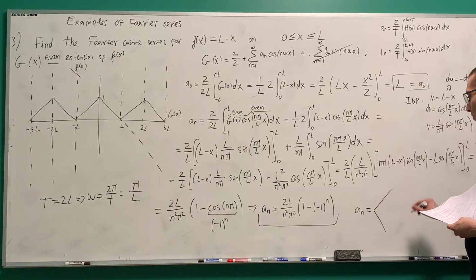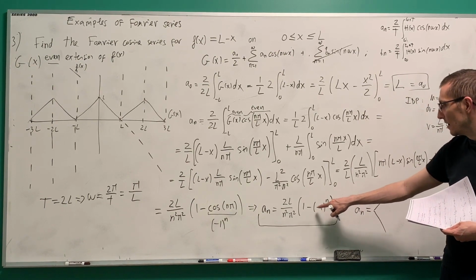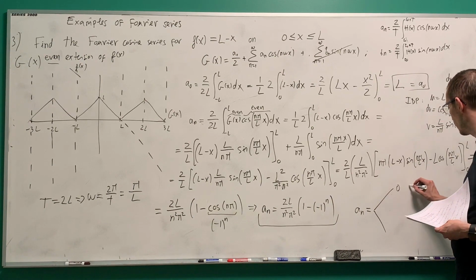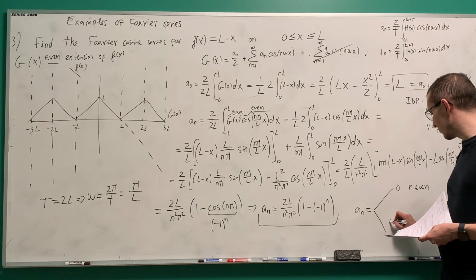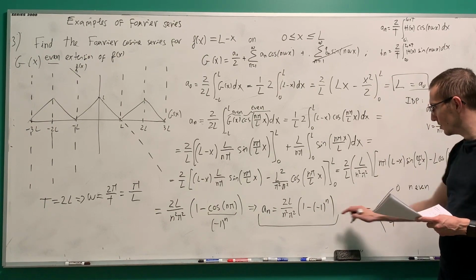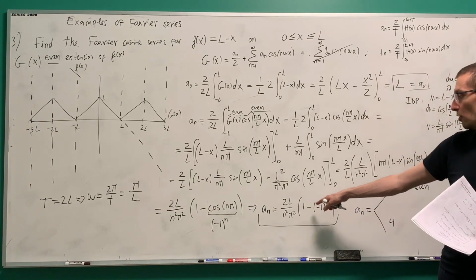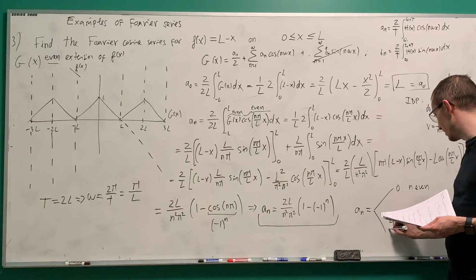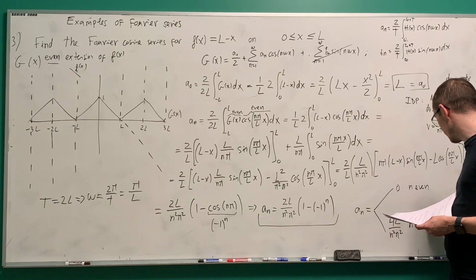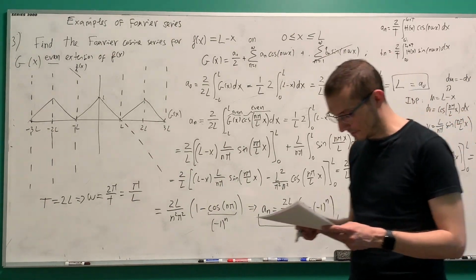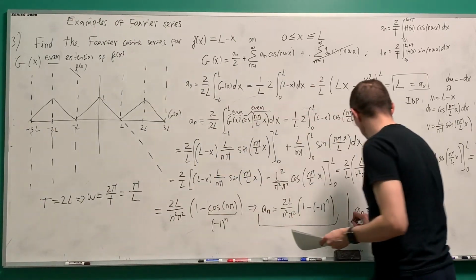An is equal to, if n is odd, let us do even first. If n is even, then it's 1 minus 1 and it's 0. 0 for n even. Okay? And then the thing is 4 times, so you see, if n is odd, this is 1 plus 1, so 2 times 2 is 4, L divided by n squared pi squared for n odd. All right. So now we have the result. This is the result.